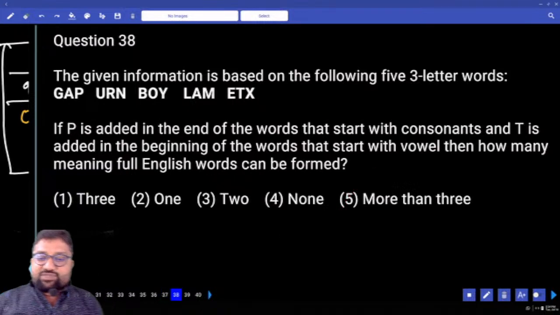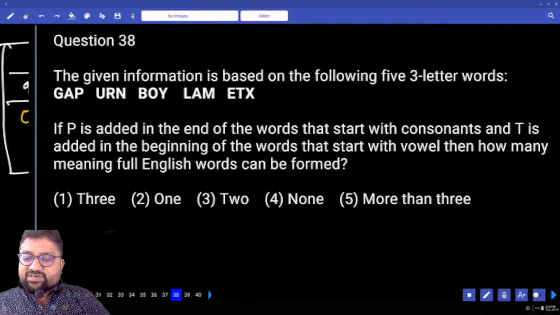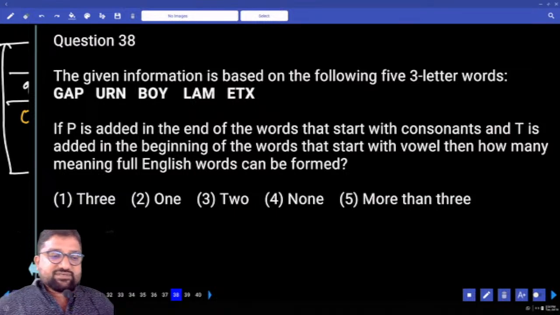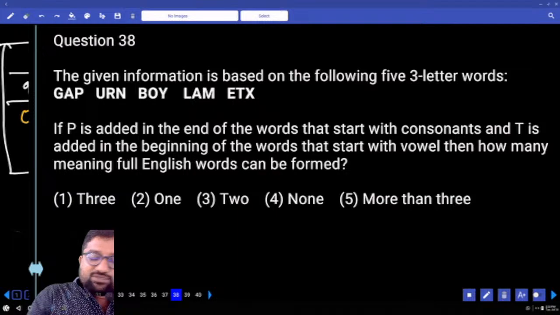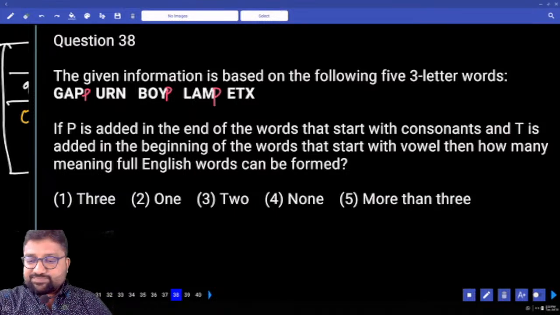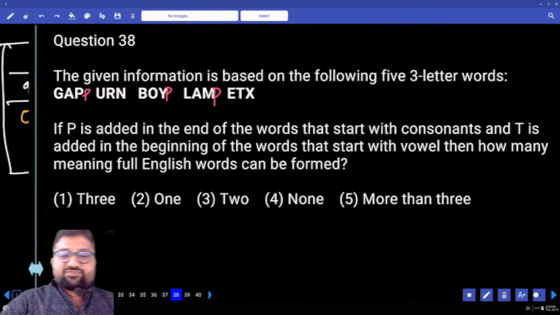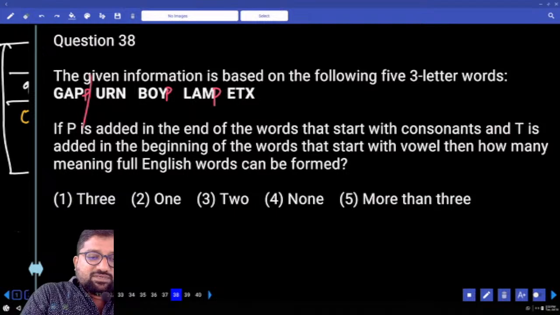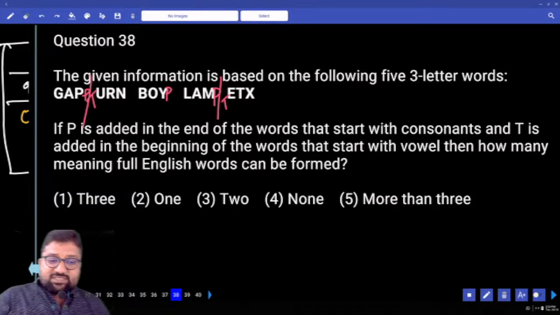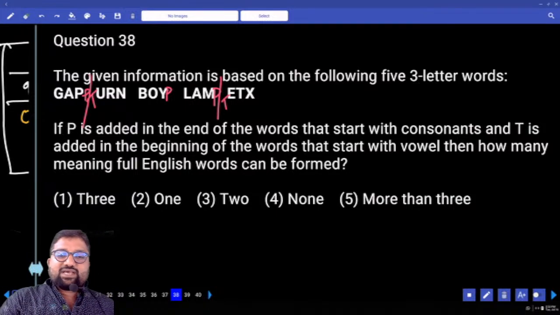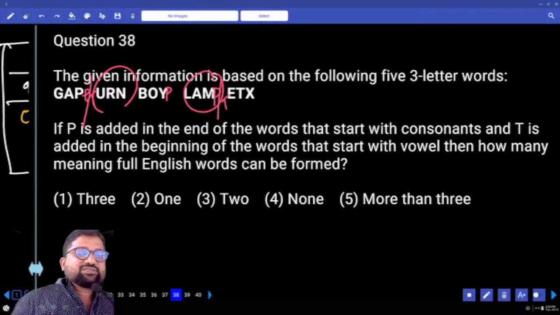38th question. If P is added to the end of the word that starts with a consonant, and T is added to the beginning of the words that start with a vowel, then how many meaningful words can be formed? Lamp, turn, ante. Two words.